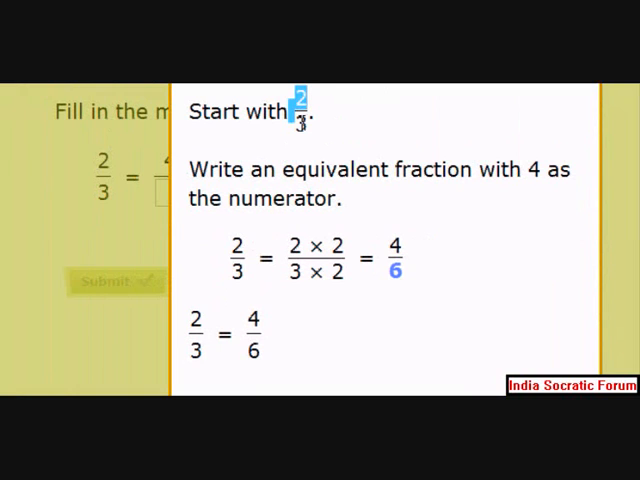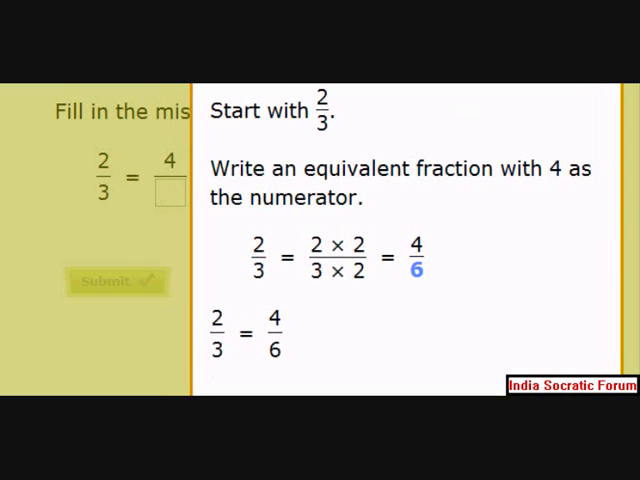Start with 2 by 3, the given number. Write an equivalent fraction with 4 as the numerator. Here we got 4. So what is the equivalent fraction? Multiply 2 by 2, and 2 multiplied by 2 is 4. So in the denominator also you multiply it by 2, that is 6. 3 times 2 is 6. So 2 by 3 equals 4 by 6.